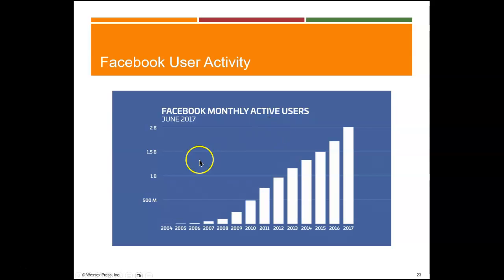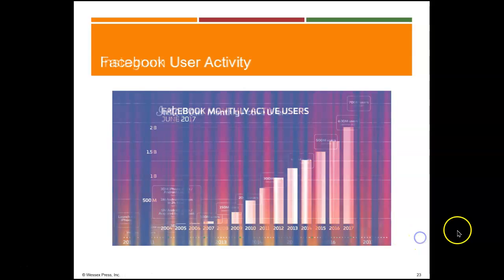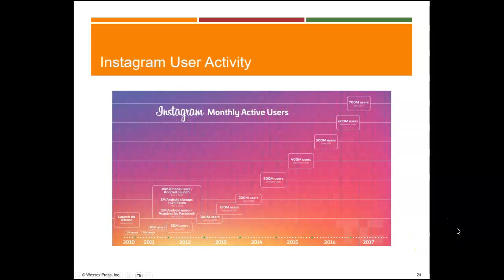This is just a graph showing Facebook users that were active in June 2017. And as you can see, it grew. Throughout 2010 to 2017, it took a really huge spike. This one shows Instagram user activity, as you can see.